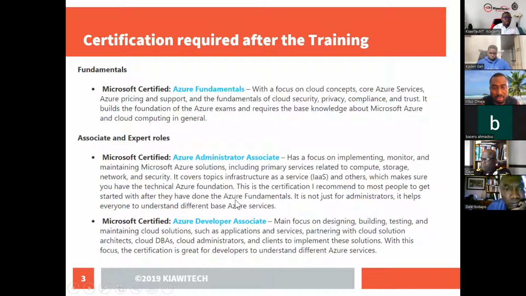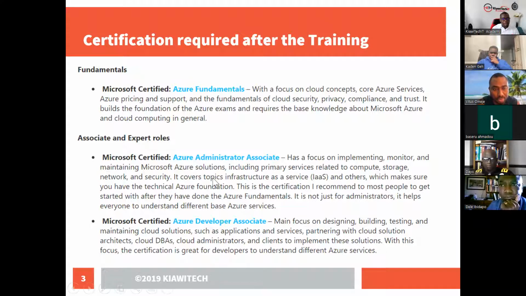Now, this is just what it's all about: Azure Fundamentals, Microsoft Certified. It focuses just on what? On cloud concepts and core Azure services. For example, pricing: how is pricing done in Azure? How to support Azure, fundamentals of cloud security, maybe compliance and trust, and how to build a foundation in Azure, right? So this is really basic knowledge on Azure cloud computing, right?